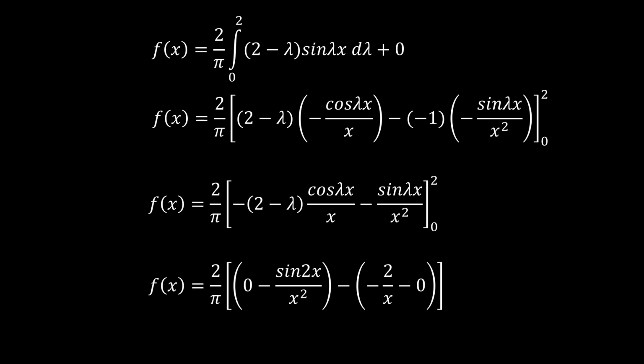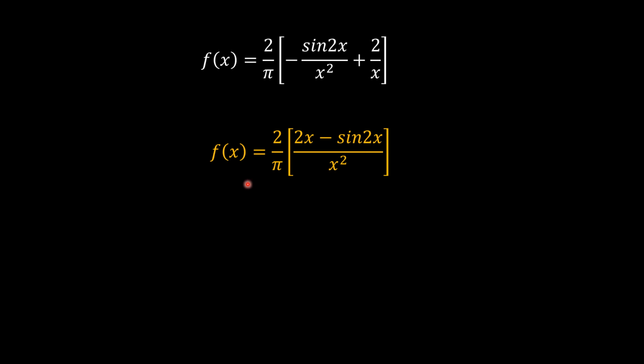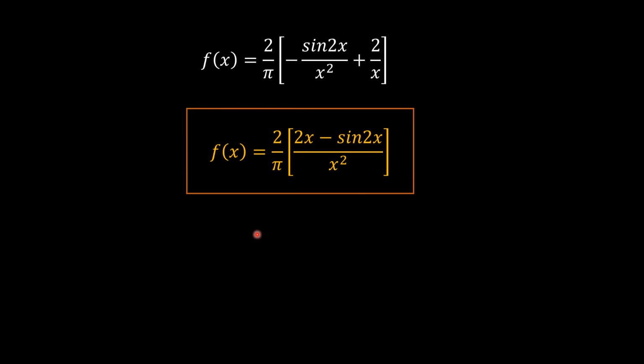Now simplify this expression. It gives us f(x) = (2/π) [−sin(2x)/x² + 2/x]. Take the LCM of the denominator. So the simplified form is f(x) = (2/π) (2x − sin(2x))/x², which is the required inverse Fourier sine transform. I hope you have got this. Thanks for watching this video.